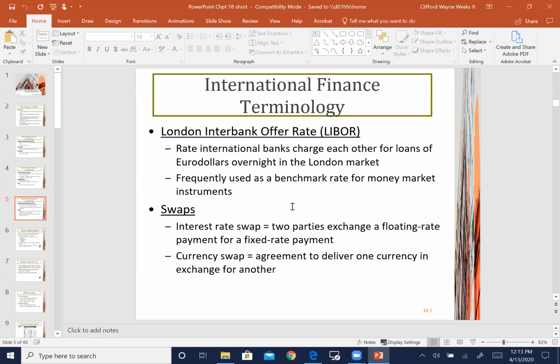We have swaps. We're going to look at different types. We have the interest rate swap, where two parties exchange a floating rate payment for a fixed rate. And then we have the currency swap, an agreement to deliver one currency in exchange for another currency. These can actually be investments where you are basically gambling that things are going to change, and somebody is gambling that things are going to go the opposite way than you thought. They're actually derivatives. If you've taken advanced accounting and talked about derivatives, those would be examples of derivatives.